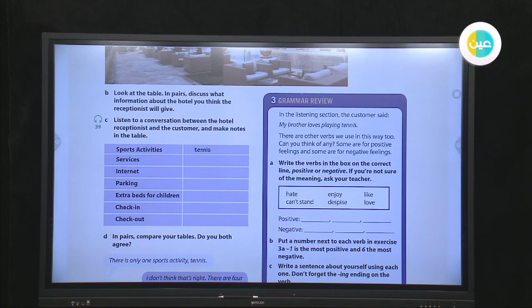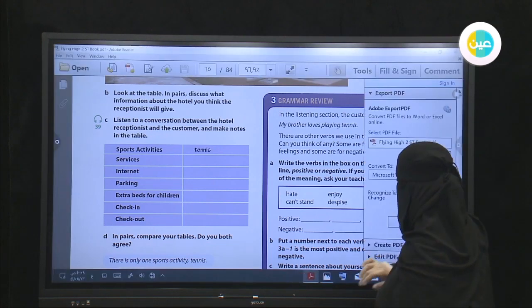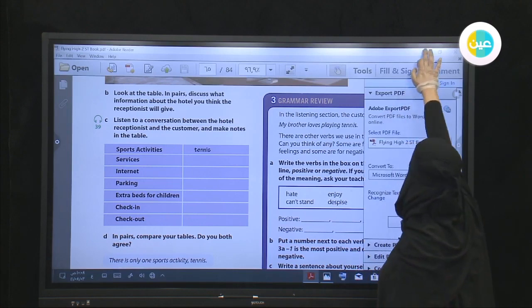Room service, food, and anything you can think of. Internet, is it available or not? Parking, extra beds for children, check-in, what's the time for check-in, what's the time for check-out? All of these, you will listen to the conversation between the hotel receptionist and the customer and make notes or try to complete the table.